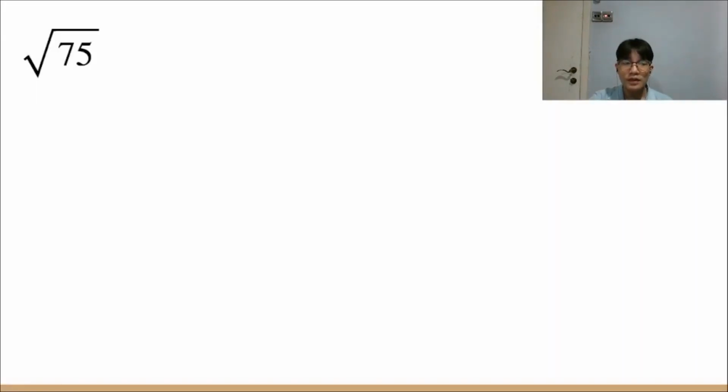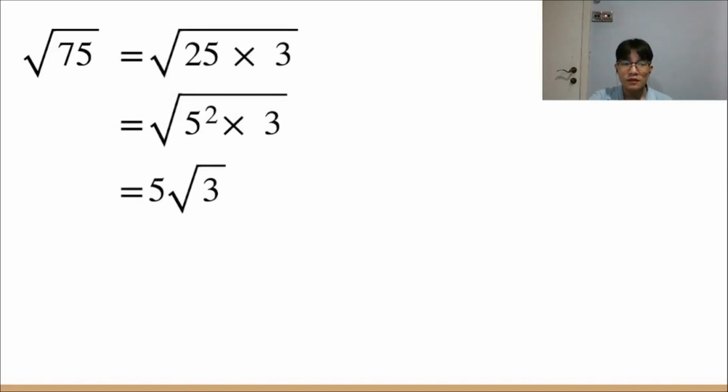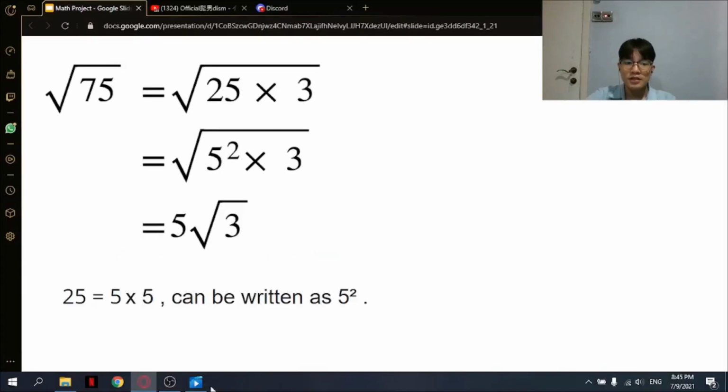I have an example here. To solve this question, we first need to find what times what equals 75. I found out that 25 times 3 equals 75. And 25 can be found in 5 times 5. This can also be written as 5 to the power 2. 5 to the power 2 times 3. So now, to take it out of the square root, we'll get 5 square root 3. And that is all. Thank you very much.